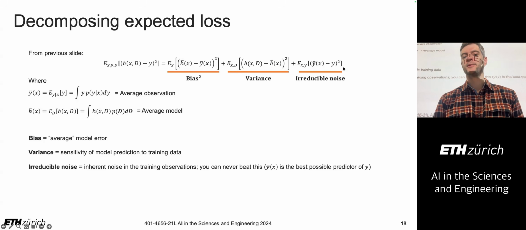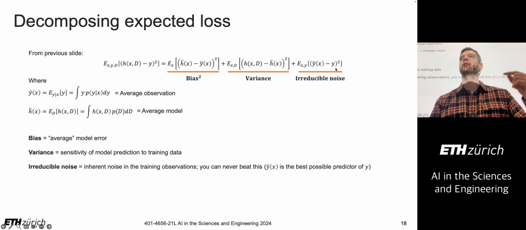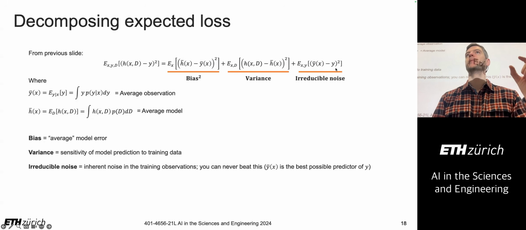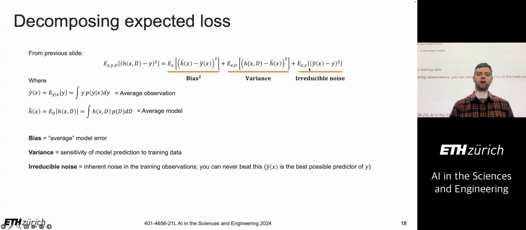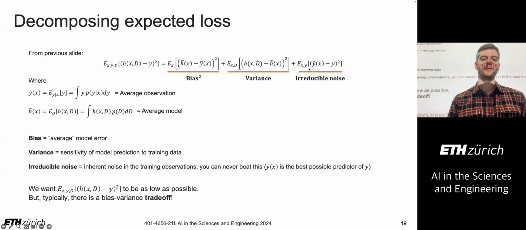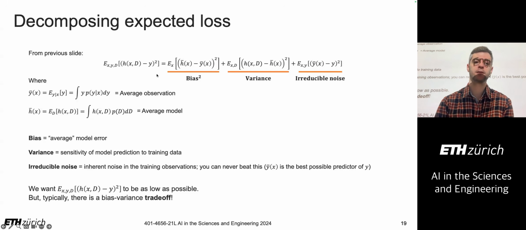And so then the final term is this irreducible noise. It's the difference between the true value of the random variable and its mean value, and we can't beat this. So what do we want to do? What we really want to do is make this expected loss, averaged over all training data sets, as close to 0 as possible. We want all of our models to train very, very well.